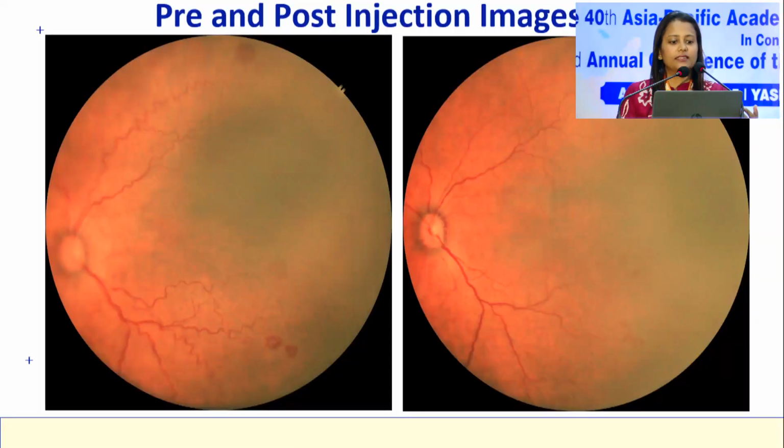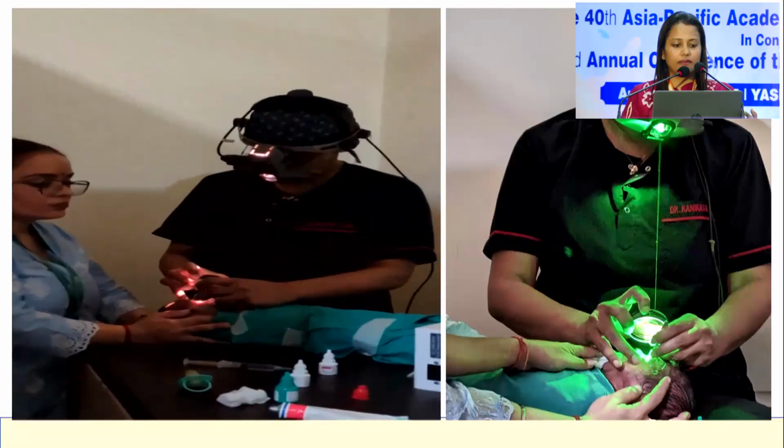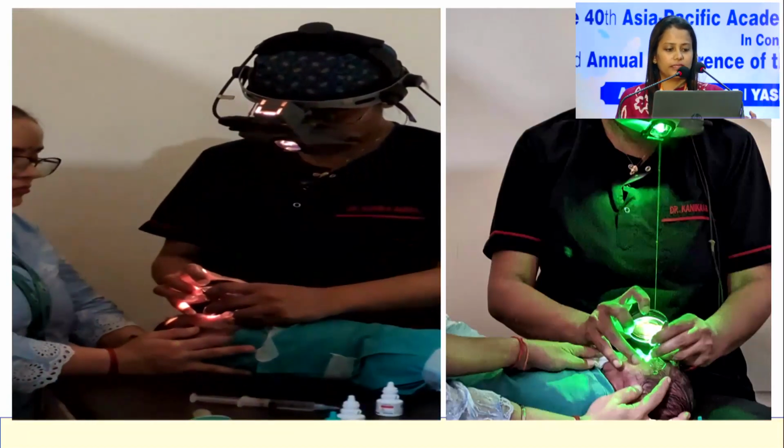Okay, this is the pre and post injection images. This is around 3 weeks after this. We had to laser the patient because of PAR. It developed PAR later. Laser photocoagulation is done because it targets the avascular retina. This is where we do the laser.